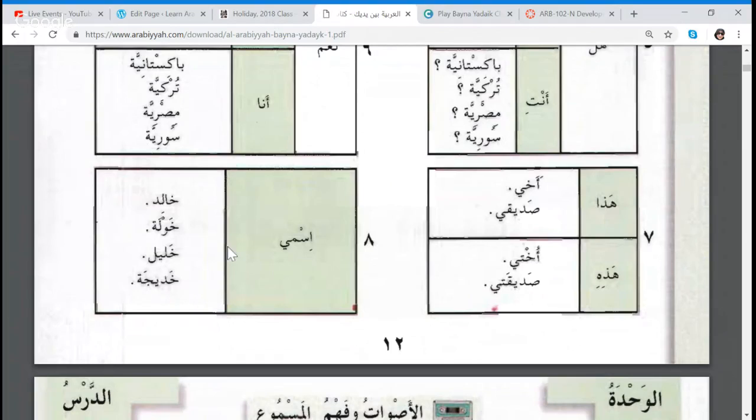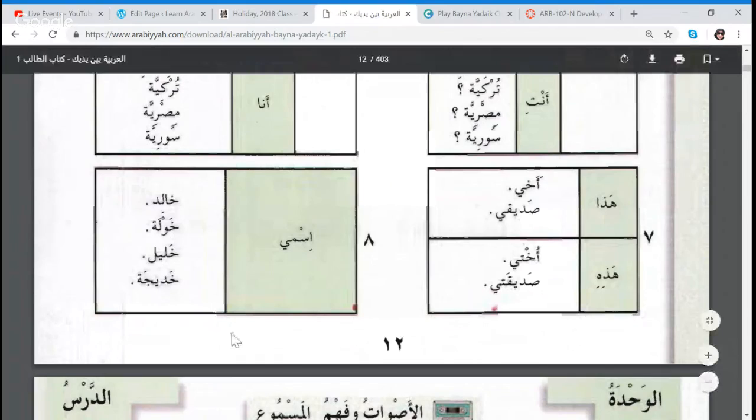Male names in Arabic generally take tanween at the end. So you'll say Ismi Khalidun. But female names, and male names as well that end in ta marbuta, will only take one vowel marker. So Ismi Khalidatu. Khalil is a masculine name without ta marbuta. So Ismi Khalilun. And Khadija is a female name. So we have Ismi Khadijatu. So just remember that masculine names take tanween and feminine names don't. Okay?